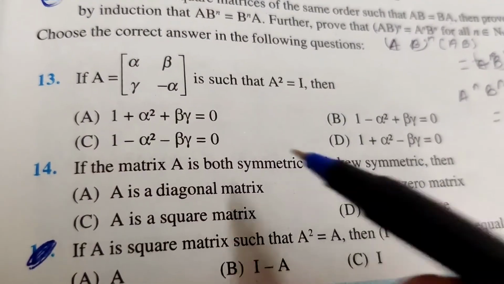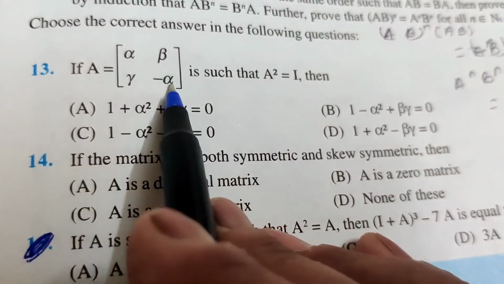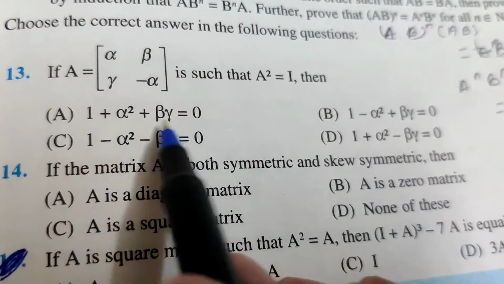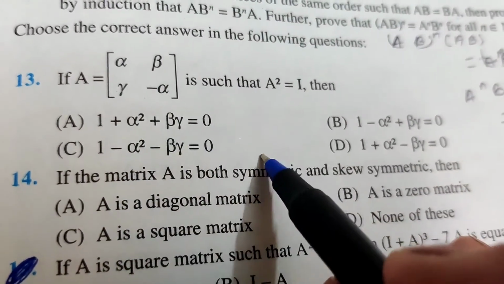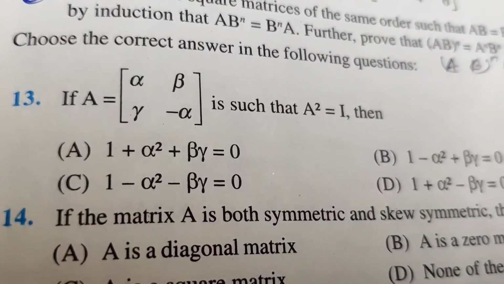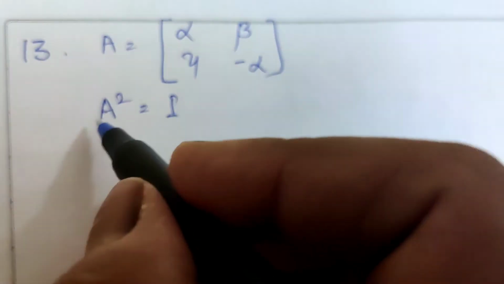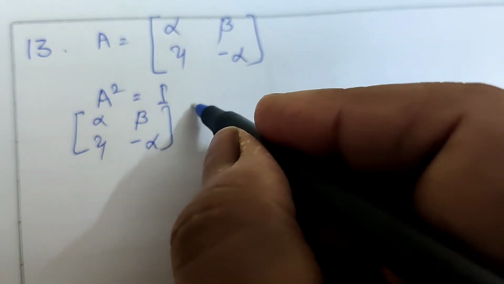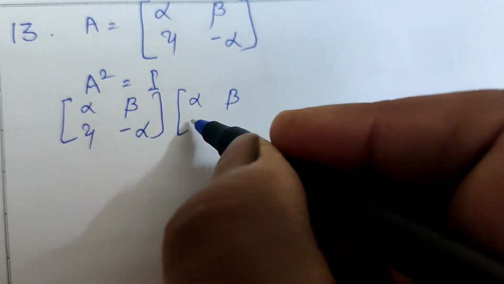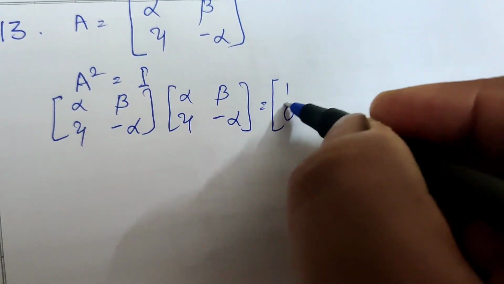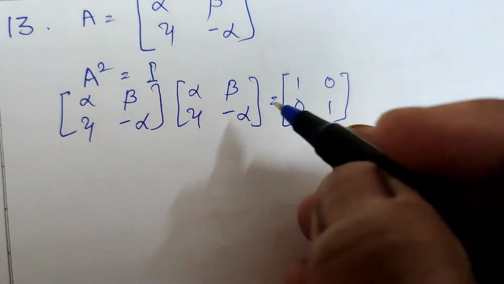Question number 13. If A equal to [alpha, beta; gamma, minus alpha] is such that A square equal to I, then which value is true for this given matrix? Okay. Now we can solve A square equal to I. A square means A into A. [alpha, beta; gamma, minus alpha] multiplied by [alpha, beta; gamma, minus alpha] equal to I means [1 0; 0 1]. This is the identity matrix.